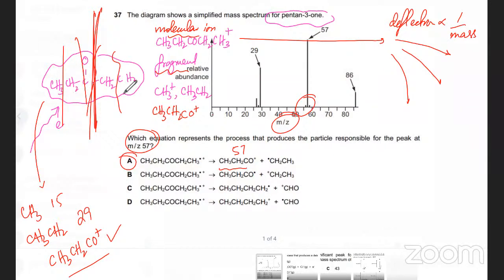29 plus 29 is what? That's 58. 58 plus 12, that's 70. Plus 16, that's I think 86. So we have a ketone here. So you told us how we're going to divide a ketone.